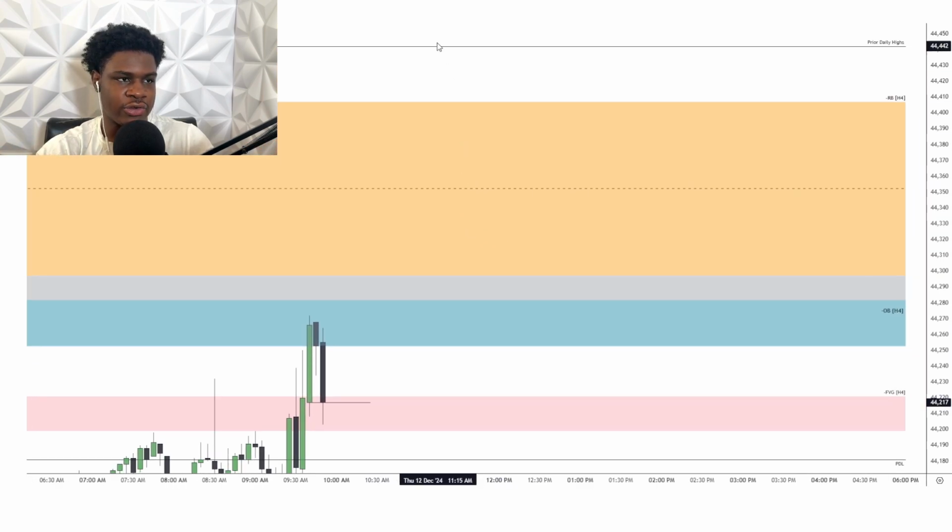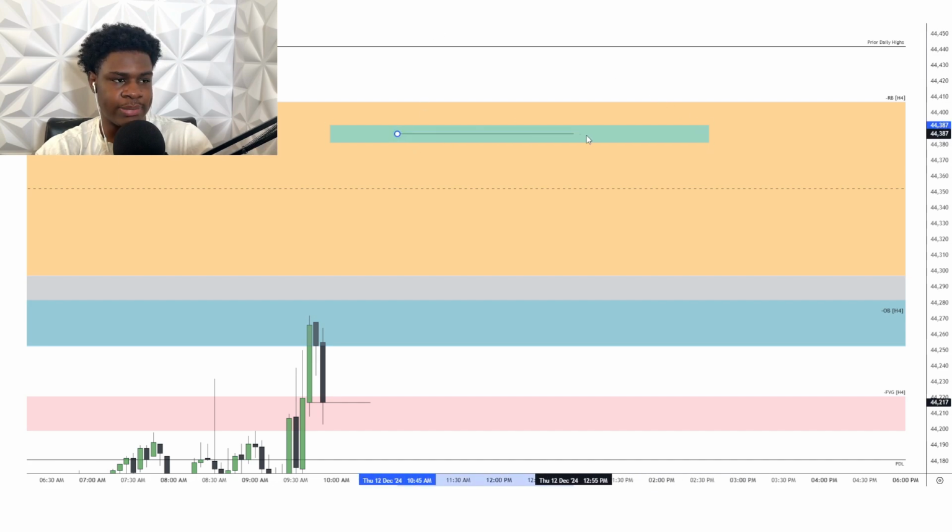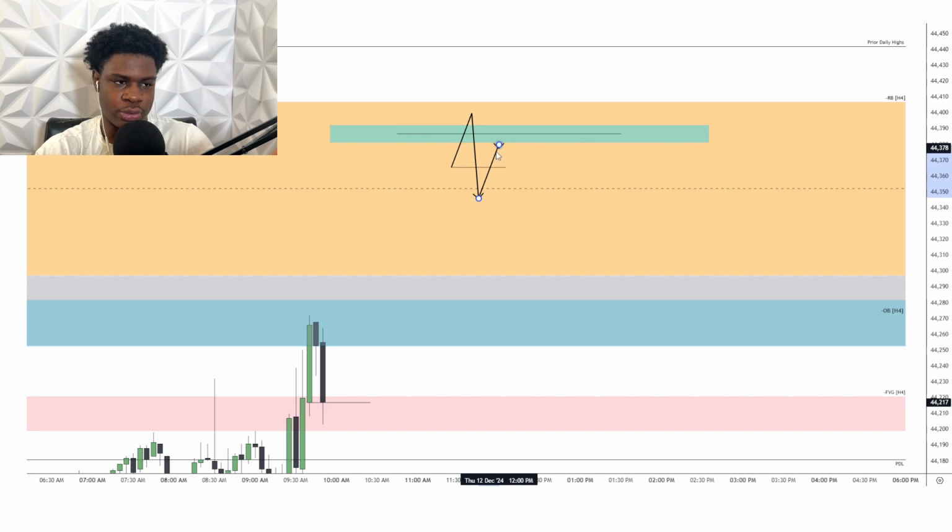A CISD is when we tap into either a higher time frame level of resistance or a liquidity pool, and then once price breaks back below that last up close candle with a body close, this now creates a bearish order block to where we can anticipate price to come back into that bearish order block before reaching back below to lower prices. These are the specific characteristics that you want to look for.